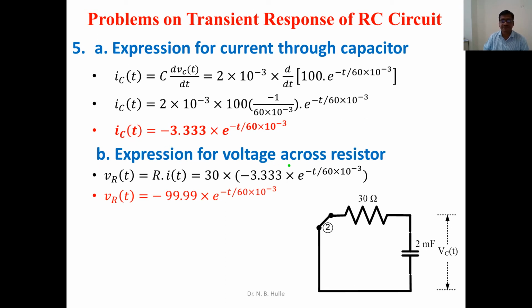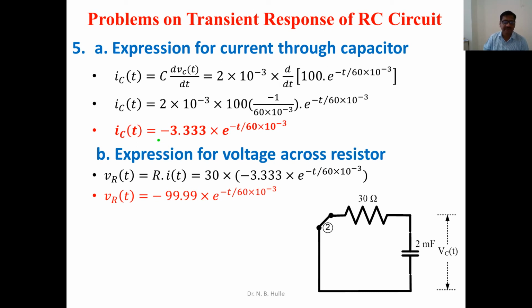Finally, the expression for the voltage across the resistance is given by R times I(t). R is 30, and I(t) is the value we just calculated, minus 3.333 e^(-t/tau). Multiplying, the voltage across the resistance is minus 99.99 e^(-t/tau), where tau is 60 × 10^-3.